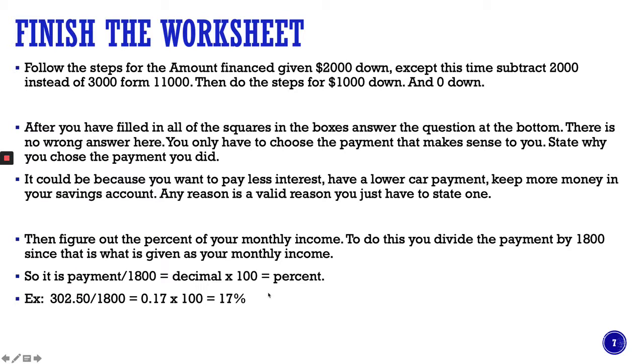So that, you need to have a reason. You need to show this work here so I know what you chose, and I need to know why you chose it. The rubric on this one for points, it just needs to be correct. You get points for correct answers and for answering all the questions.